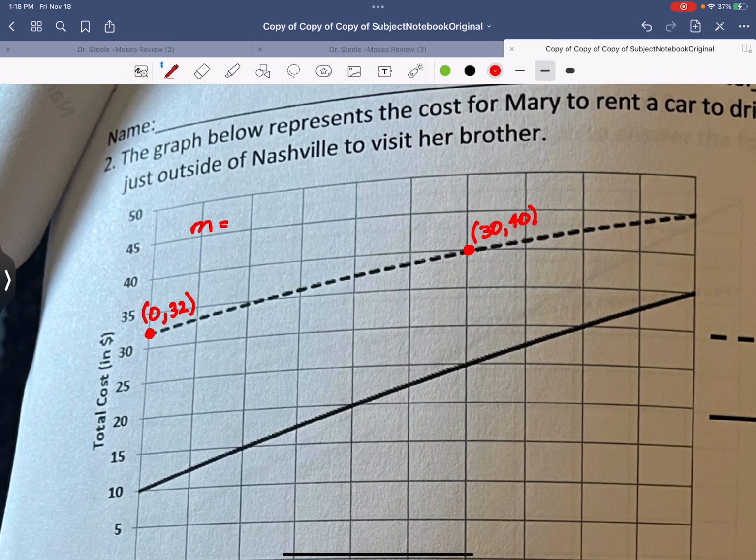So slope is rise over run, 40 minus 32 over 30 minus 0. That's going to be 8 over 30. And when you divide that through, I'm guessing 28, maybe, I don't know. 8 divided by 30 is 26.6, so it would round to 27. So about 27 cents per mile. I'm glad I didn't estimate.